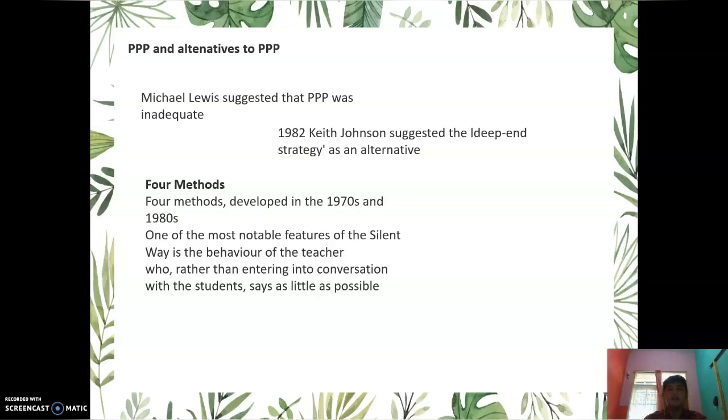Michael Lewis suggests that PPP was inadequate because it reflected neither the nature of language nor the nature of learning. Jim Scrivener suggests the deep end strategy as an alternative, encouraging the students into immediate production. You turn the procedure on its head. The teacher can now see where students are having problems during these productions, and return to either presentation or practice as and when necessary after the production phase is over.